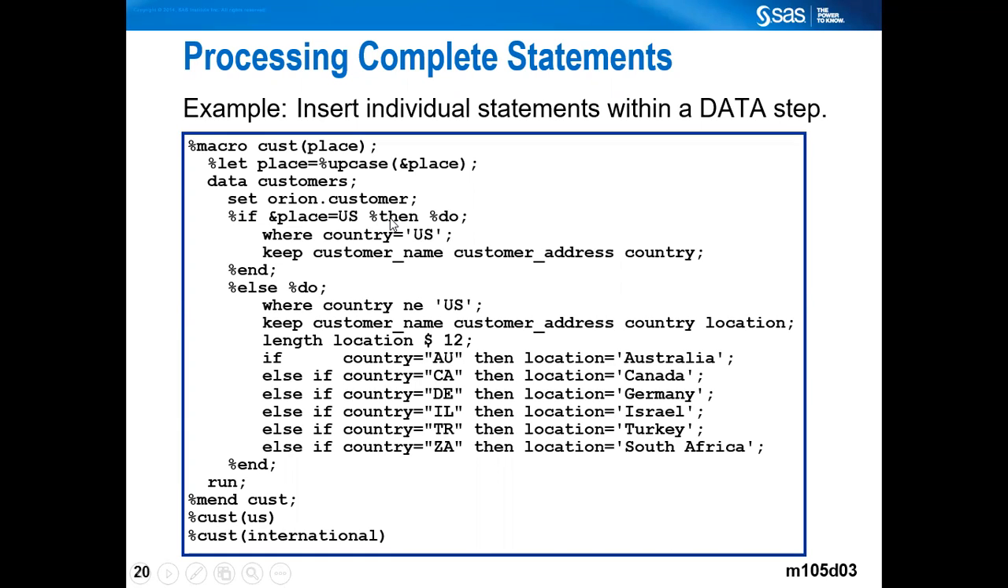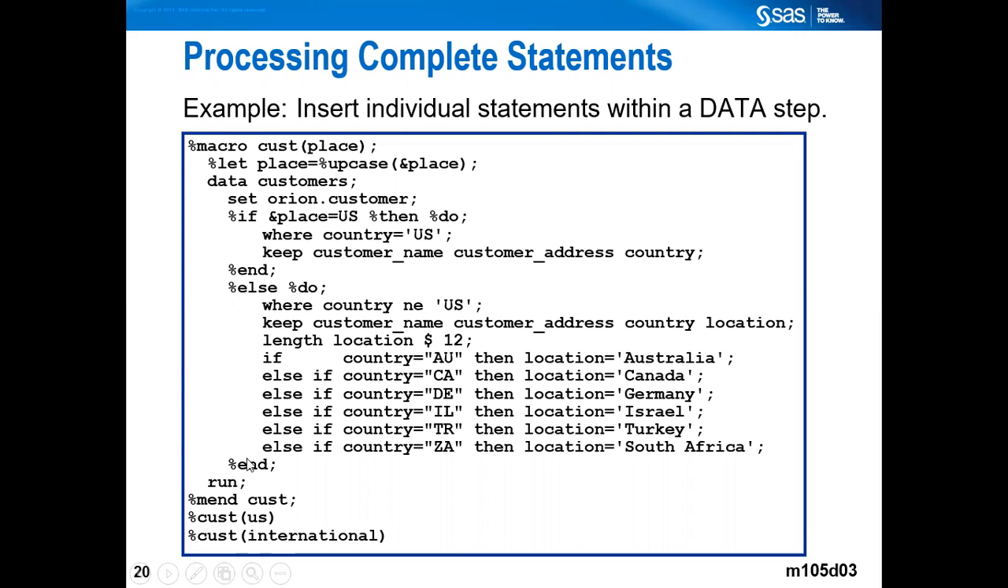Otherwise, what are you telling us? Else do if the country value is not equal to US, you are creating a new variable location, of course keeping some variables, location variable name and its attributes, and you're telling if country is AU, then location should be Australia and so on.